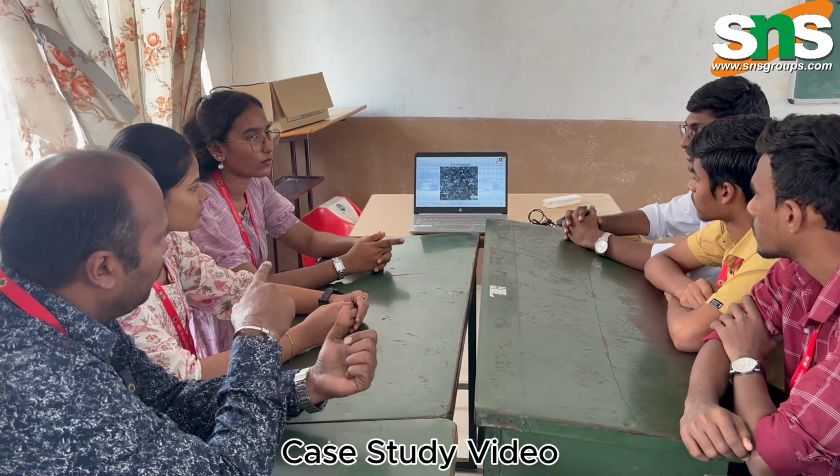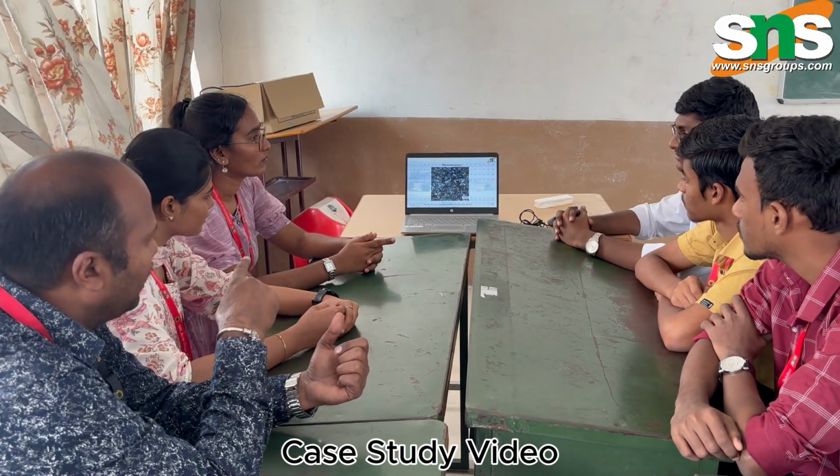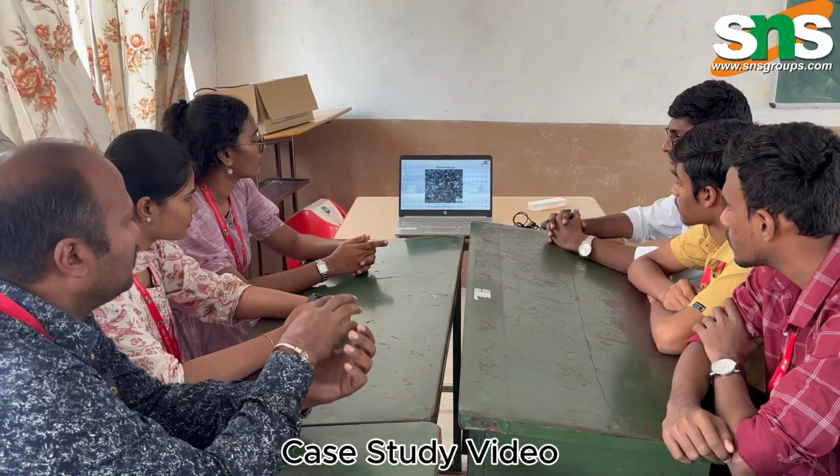This is the microstructure where there are two things that you can see. The black color is the martensite region and the white color is the retained austenite.